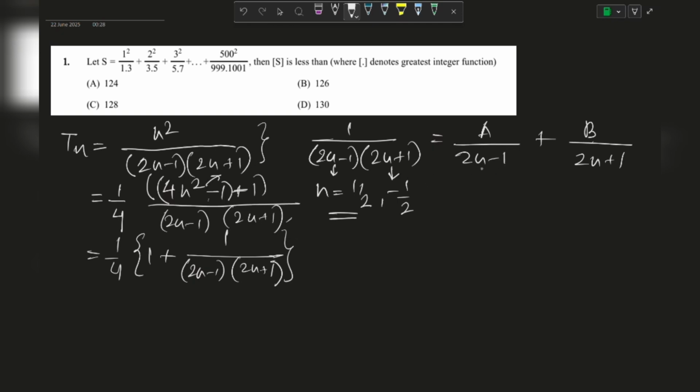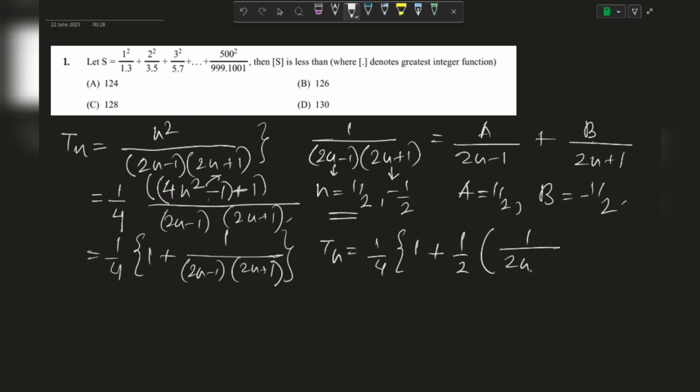Basically if you solve this out, you will have a equals half. I'm not solving this, this is pretty easy, and b as minus half. So the final result is Tn equals 1/4 of 1 plus half of (1 by 2n minus 1 minus 1 by 2n plus 1). This is your Tn, and now this is in the proper form of a telescopic series.